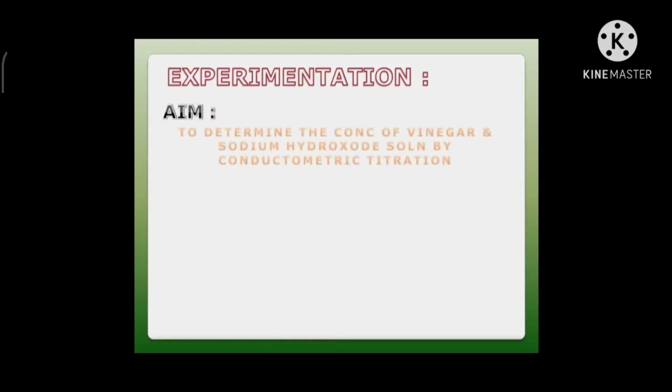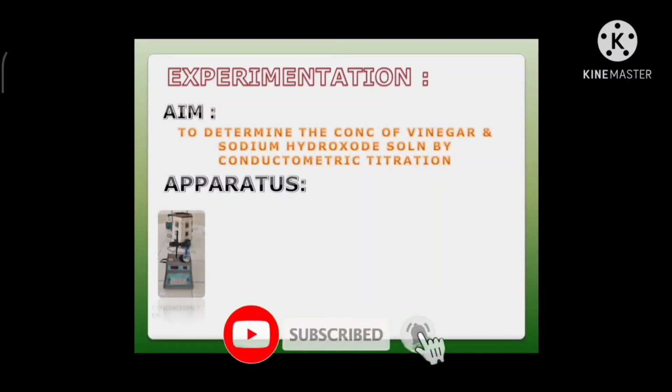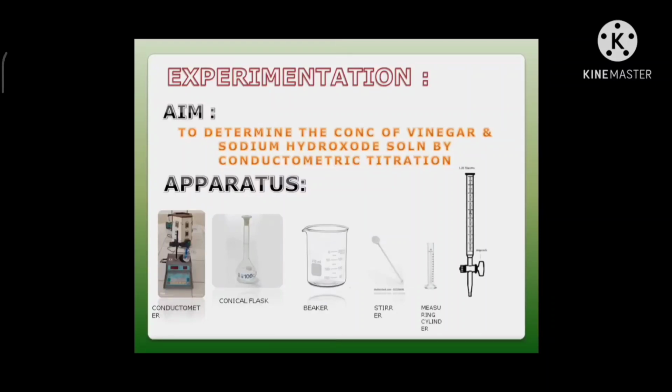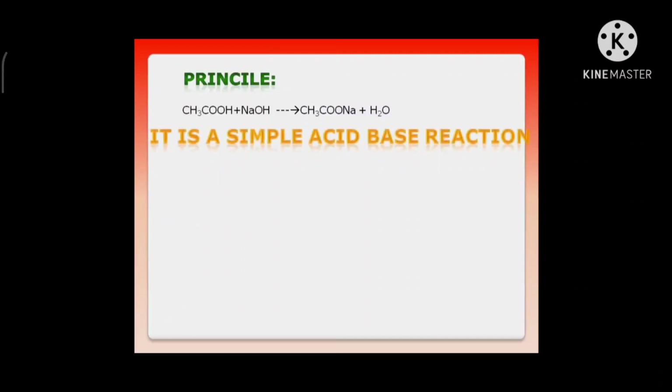Experimentation. The aim of the experiment is to determine the concentration of vinegar and sodium hydroxide solution by conductometric titration. Apparatus required: conductometer, conical flask, beaker, stirrer, burette, measuring cylinder. Principle of the experiment: when acetic acid reacts with NaOH, it gives rise to CH3COONa plus H2O. It is a simple acid-base reaction.